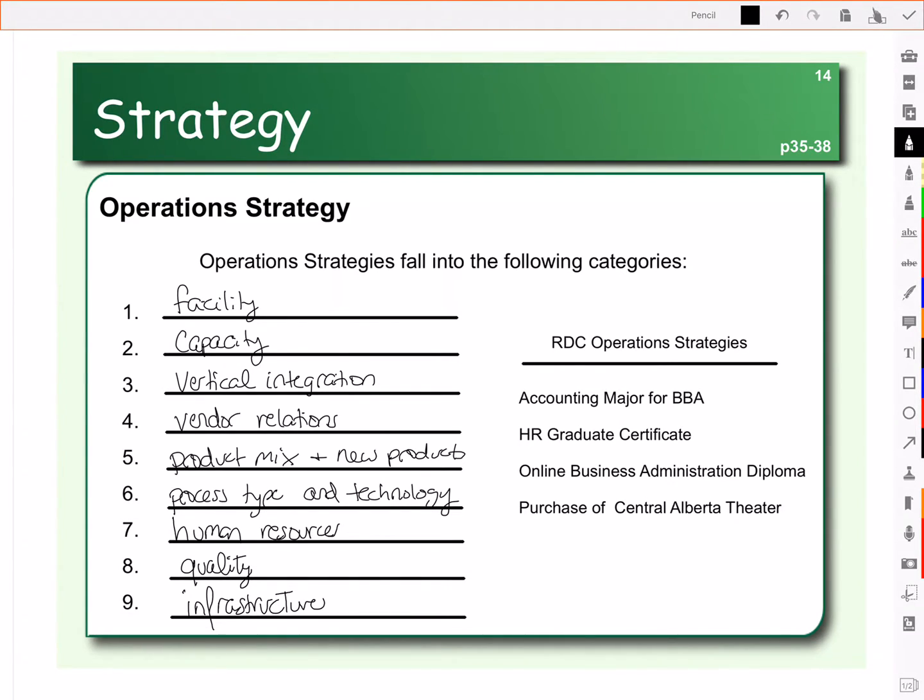Well, let's look at Redger College and their operation strategies. So which categories do these fit in? So offering an accounting major for the BBA, an HR grad certificate. These are all product mix and new products. Okay. When we look at offering the Business Admin diploma online, creating greater flexibility.